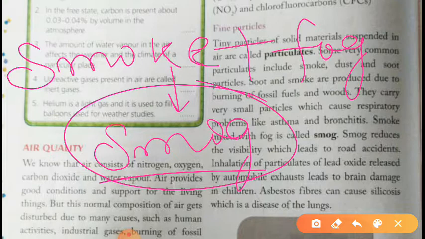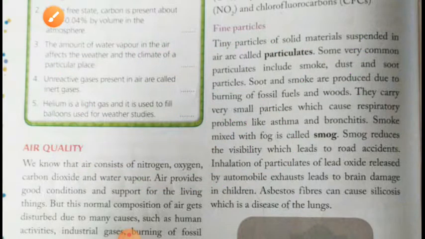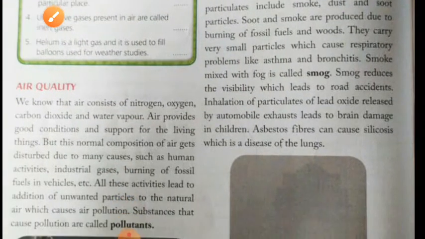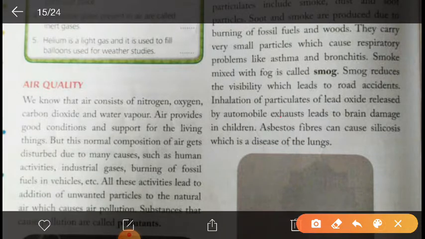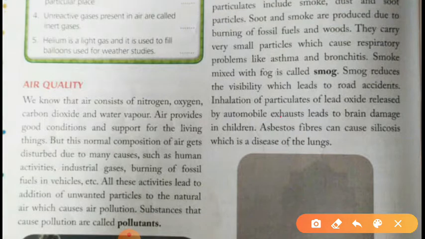What we can say, if the person is standing at a distance of 2 or 3 feet from us, we cannot see that person. So in this case, road accidents used to happen very often in the smoke. And when we talk about smoke, when we inhale this smoke, the inhalation of these particulates of lead oxide released by automobiles, the particulate matter released by automobiles, also causes brain damage in children.